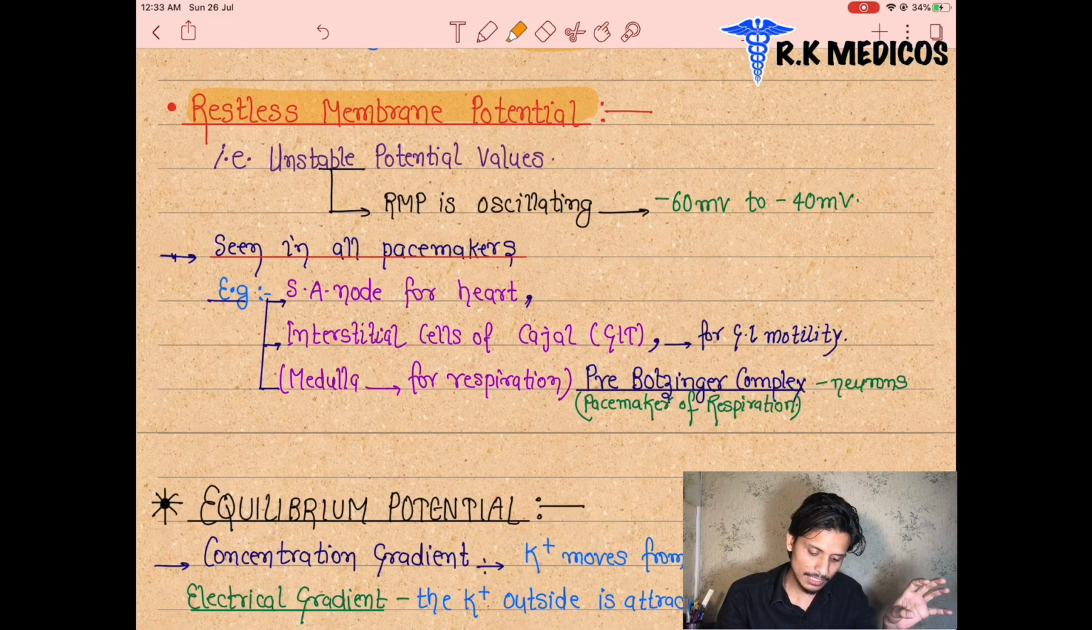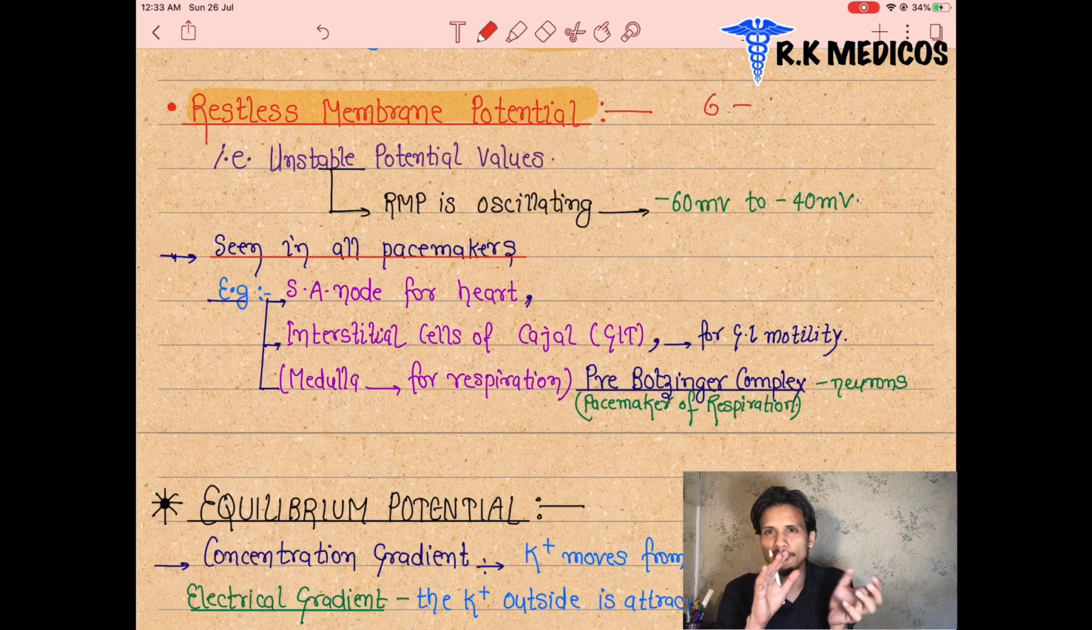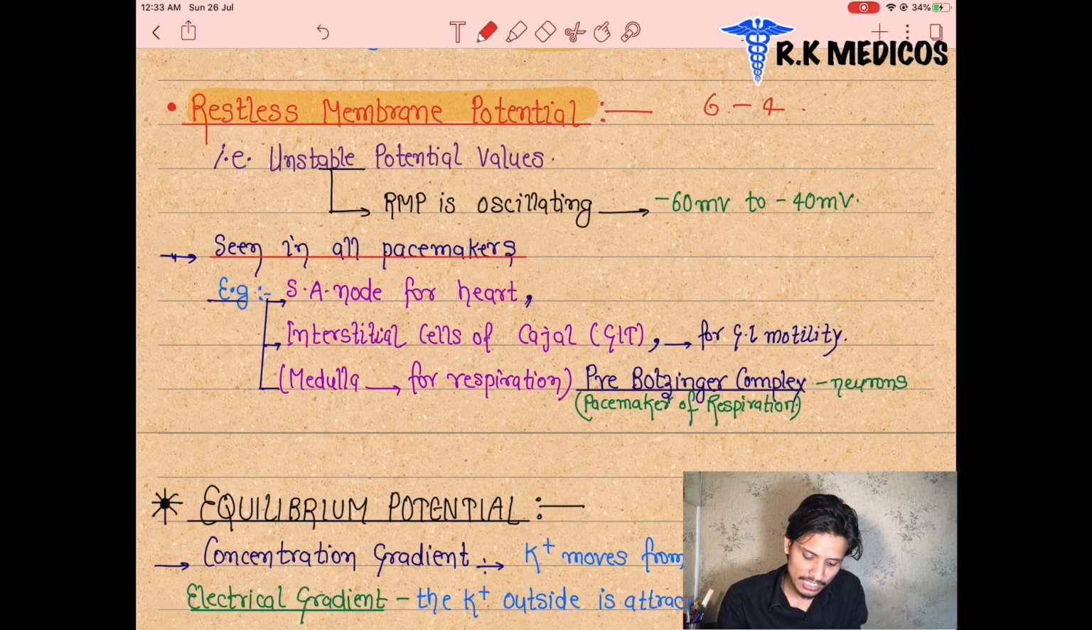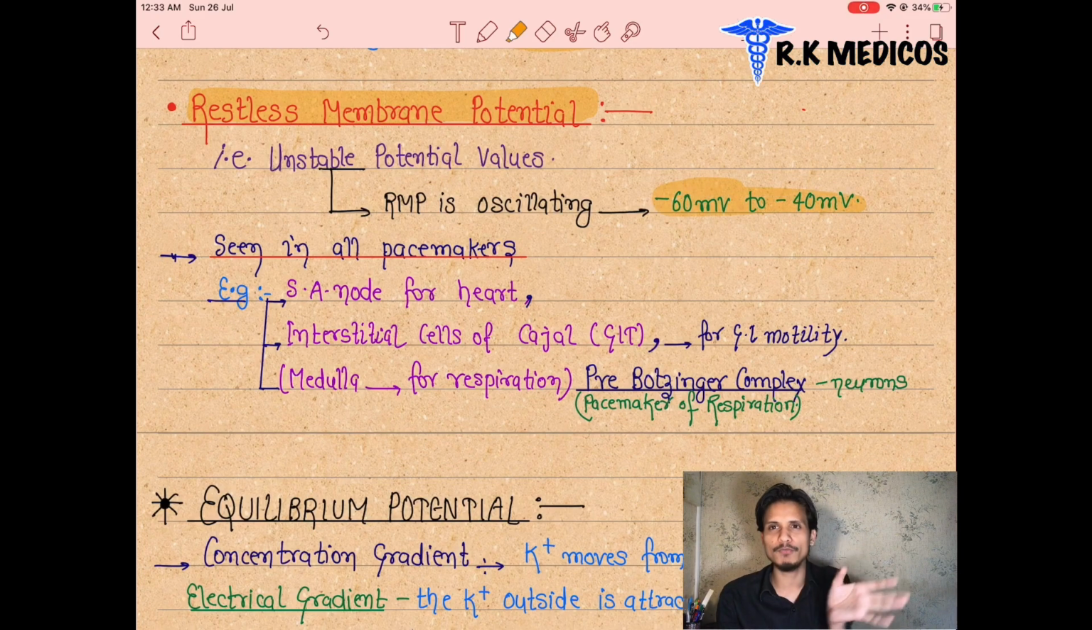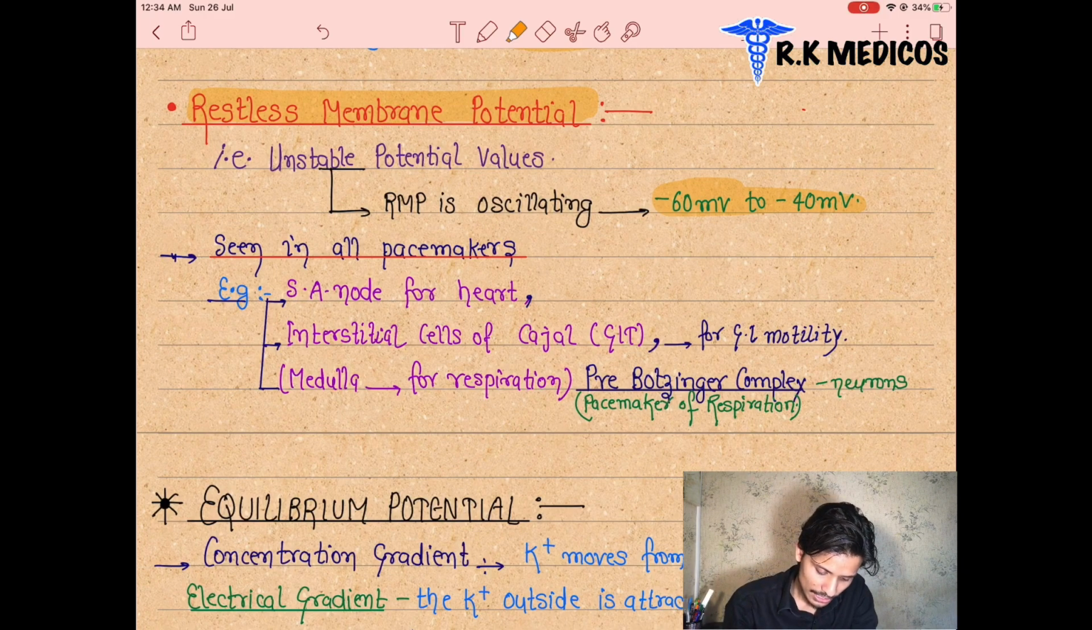It means the potential is in between some values, like -60 to -40. So the resting membrane potential is oscillating basically between -60 and -40 millivolts. The resting membrane potential of the membrane fluctuates, and that's why it is called restless membrane potential. Their membrane potential is not fixed; it changes with time.